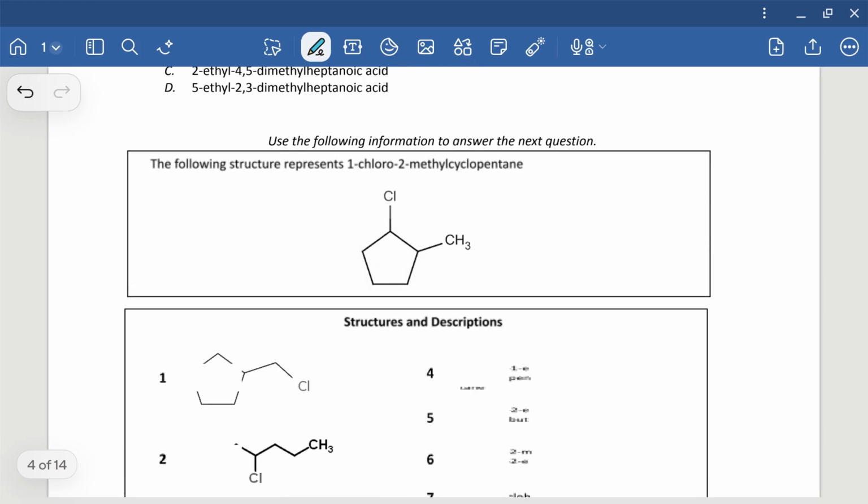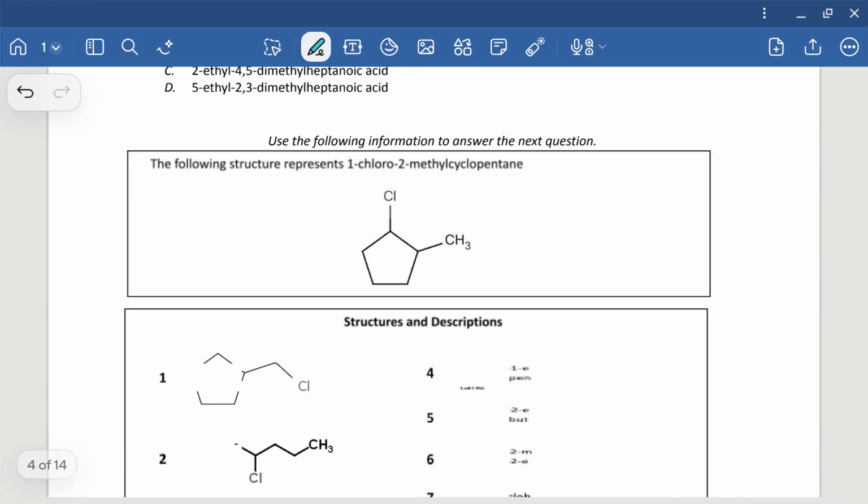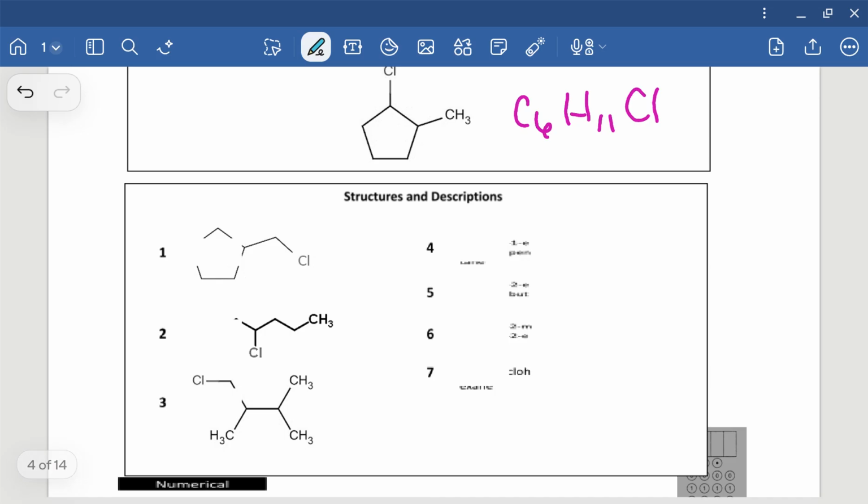Moving down from here, the same thing's happening. So we have our structure, and then this is C6H11Cl. I think that's going to come in handy when it's looking for isomers, which kind of means we can't do one of these questions because we can't see it. But this first one, structures and descriptions, and then they're asking which ones are isomers.